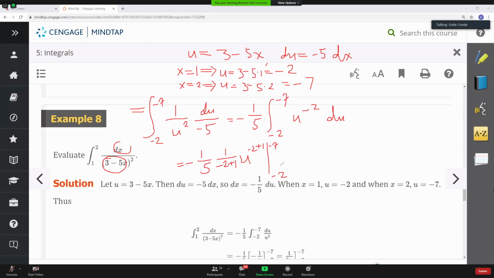So this will be 1 over -1. Okay, -1/5. Now let me see this. You see u to the power -1 is 1 over u, right? So 1 over -7, yes, it's a star. 1 over u, right?